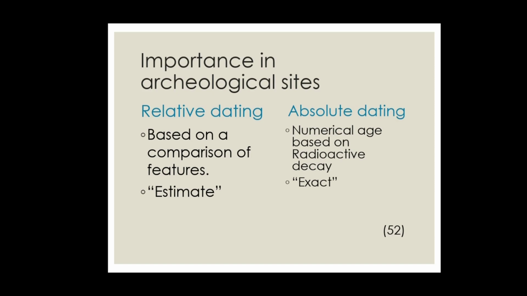On moving on to relative dating, the dating is based on a comparison of features. It might be external or internal features. Whereas absolute dating is a numerical type of dating which is based on radioactive decay that we had learned. In the case of relative dating, it is just a comparison. It's not an exact age. It will give just an estimate of the age of the sample. However, in absolute dating, as the name suggests, it gives an exact age of the sample that we are considering. So, this is the difference between the two types of dating used in archaeology.